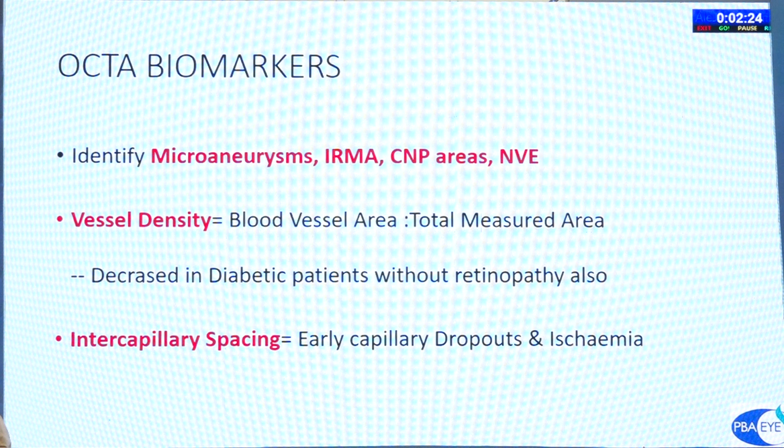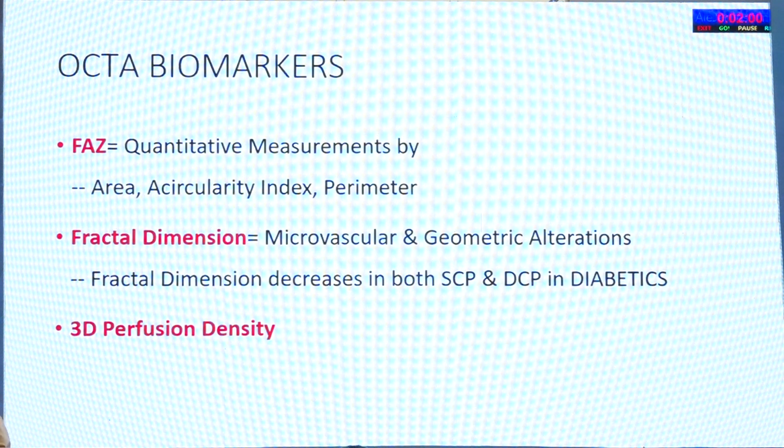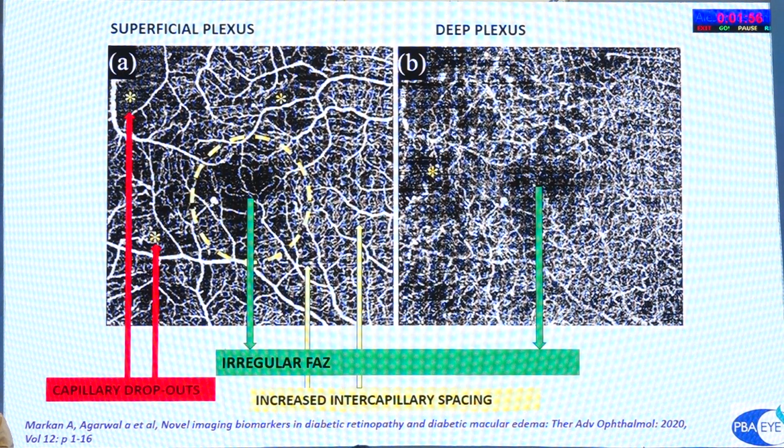Then the OCT angiography biomarkers we can see. They are the new tools. They can identify microaneurysms, IRMA, CNP areas, NVEs, and there are two things like vessel density, the blood vessel area to the total measured area, which is decreased in diabetic patients even where you cannot find any retinopathy. And then the intercapillary spacing denotes early capillary dropouts and ischemia. Then of course the FAZ, and then fractal dimension and 3D perfusion density.